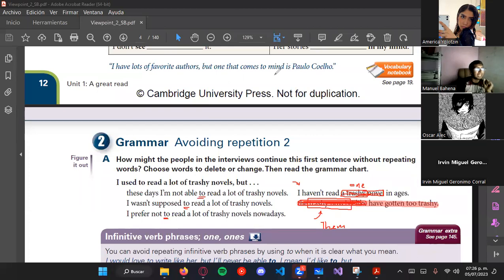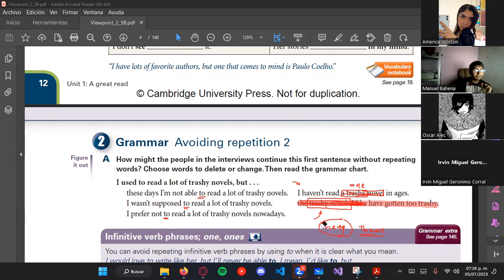And we wouldn't even use them. We would use, but they, pero ellas, but they have gotten too trashy. Okay? All right? Because them, recuerden que them, it's an object pronoun. Es un pronombre de objeto. And here it would be a subject, de sujeto, porque vamos a reemplazar trashy novels, las novelas basura, por un pronoun, por un pronombre. Okay?